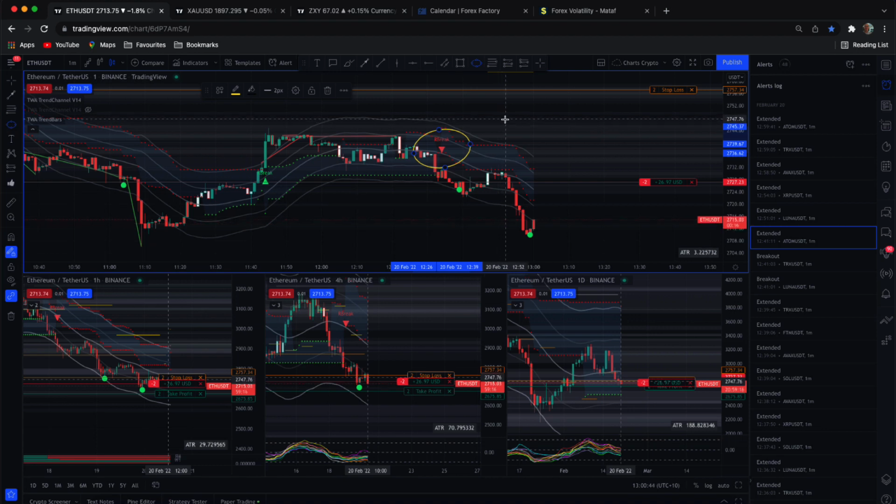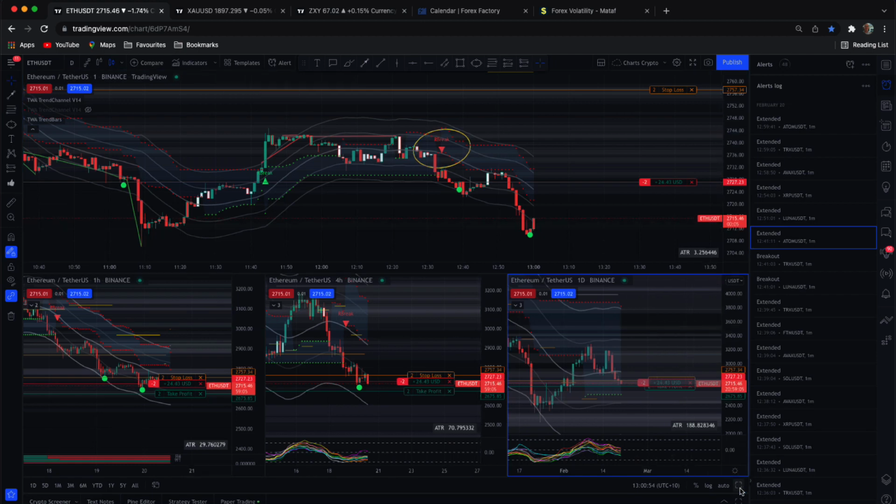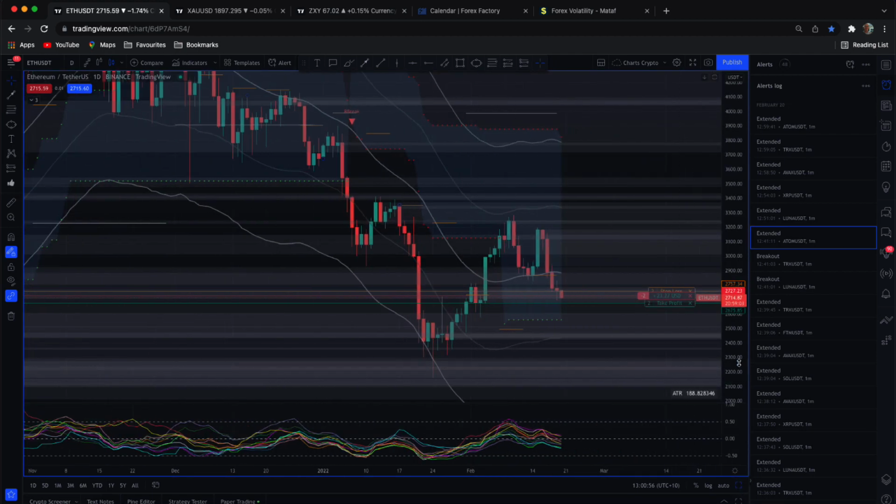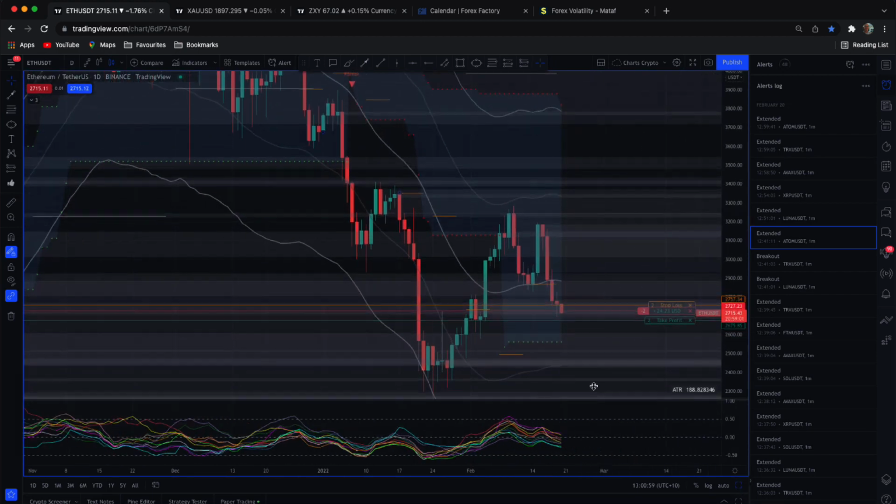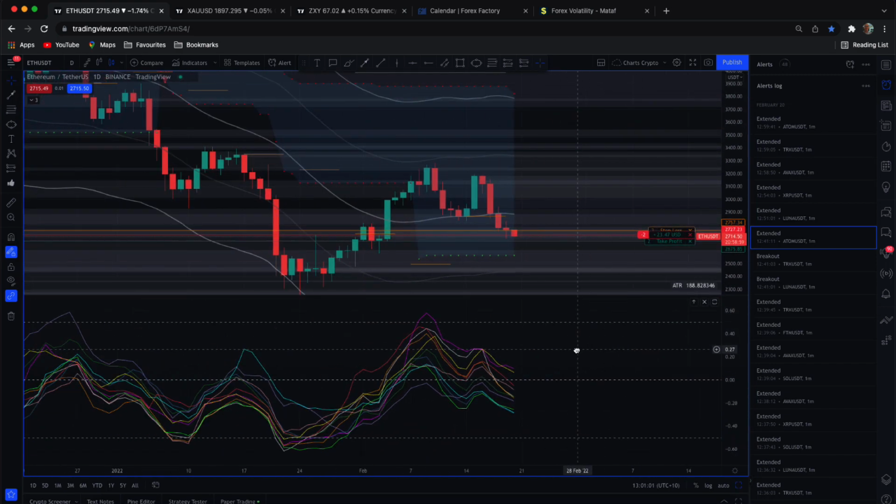I'm looking for shorts, and the reason why I'm looking for shorts is, if we have a look, there's a few things telling me why I should be shorting this. First of all, on the daily, see the trajectory on the currency strength indicator. See how everything's heading south? All the cryptos here, these altcoins, are bearish. They're all heading south.